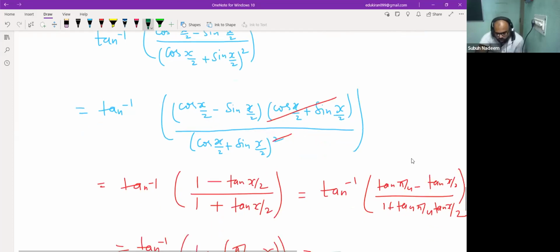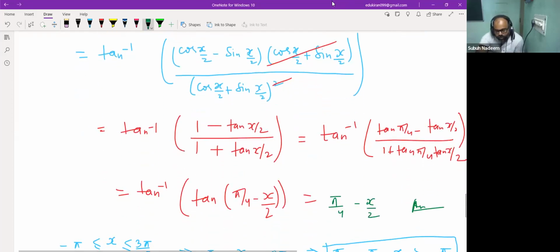I'm scrolling it down a little bit. If you have any query in any step, you can surely ask. We're gonna scroll down a little bit. Scrolling down or up? Down.